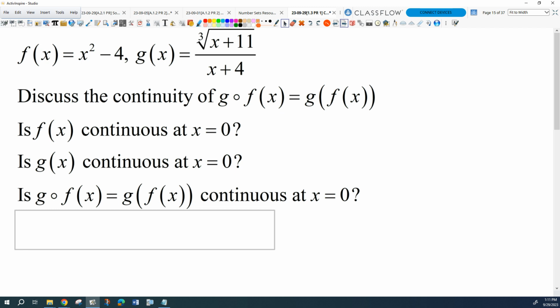A better way to write it is this way. G of f of x, that's more intuitive. Okay, so let's ask ourselves this. Is f of x continuous at 0? You guys are really paranoid about making a mistake. Don't be. What do you think? Everybody vote with your thumbs. Is f of x continuous at 0? What's your intuition telling you?